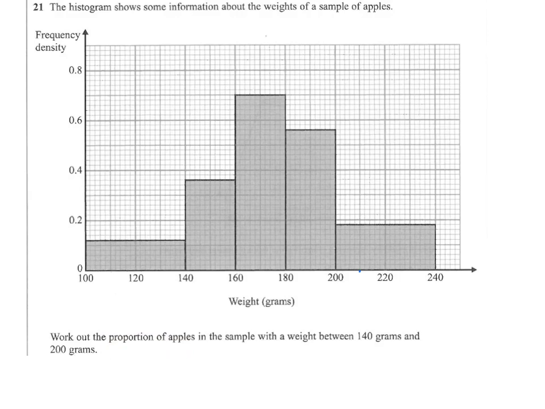What we need to remember is that the frequency is represented by the area of the bars. So if we can work out the area of the bars from 140 to 200, and then take that as a proportion of the total area, we will have the proportion of the apples in the sample with a weight between 140 and 200. So we're going to need to work out the area of all of the bars and then divide the area of these three bars into the total, and that will give us the proportion. So that's the method.